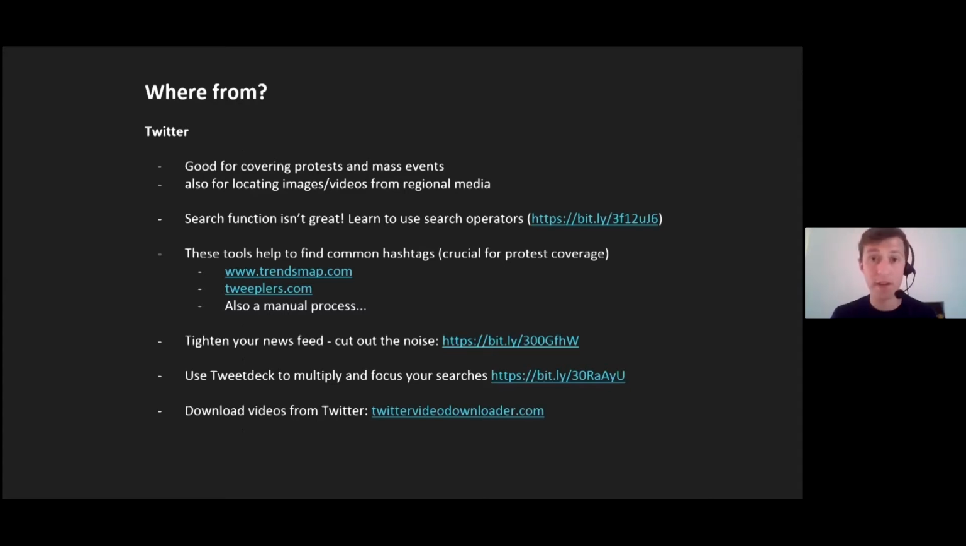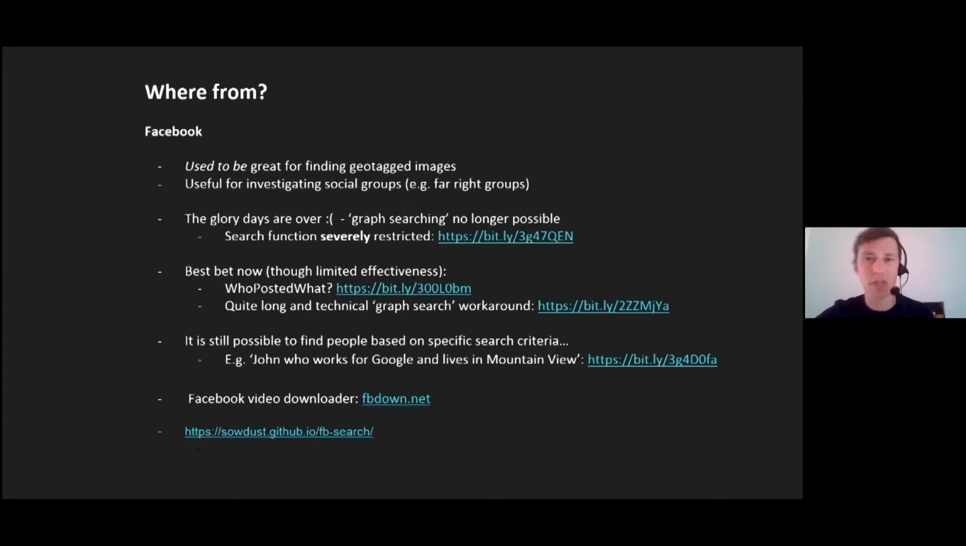Twitter is a really effective social media search environment. Its search is one of the more sophisticated, and a great deal of information relating to protest and political activism comes up on Twitter. And if you're not already using TweetDeck to focus and multiply your searches, then you really should be. Do check out TweetDeck.